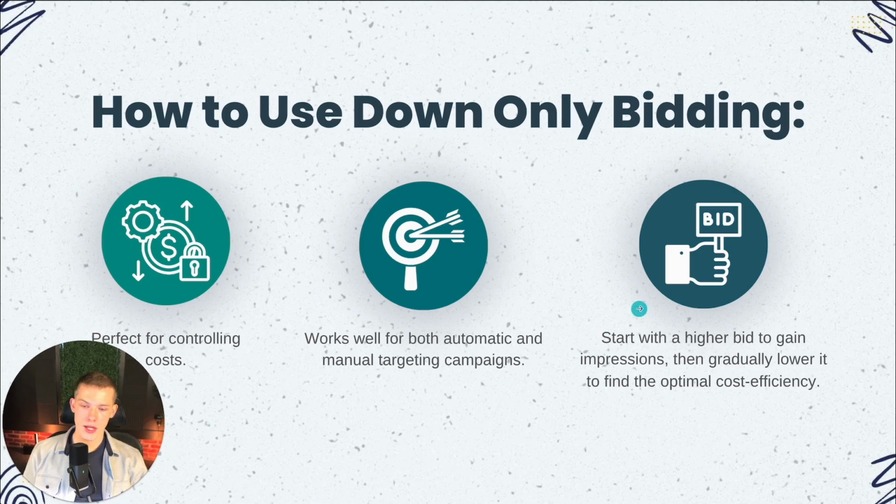You want to start with a higher bid as well to gain impressions and then gradually lower it to find the optimal cost efficiency range. So say you start your bid off at $1.50, but you aren't getting any clicks. Then you can move it up even more. You can move it up by 15 cents to $1.65. If you're still not getting any clicks, again, up to $1.80. Finally, you start seeing clicks at around $1.95. So what you can do then is leave it at $1.95 for a bit.